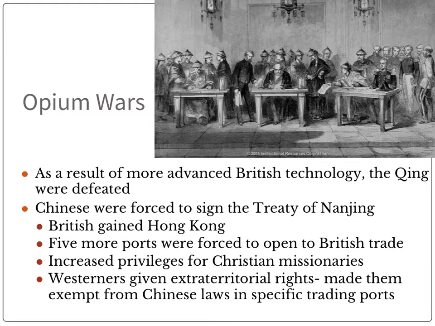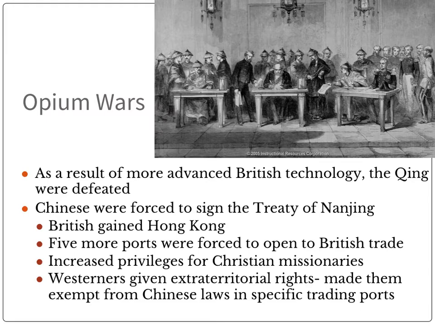5 more ports were forced open to British trade. So remember, previously, the Qing had really restricted Europeans in China because they didn't feel like they really had anything to gain and they wanted to preserve their culture, but now they're forced to open up. They also granted increased privileges for Christian missionaries. That's another thing we've talked about before, that the Chinese wanted to limit Christian influence so that it didn't take away from their native religions, and now Christian missionaries can have a lot more freedom in China.